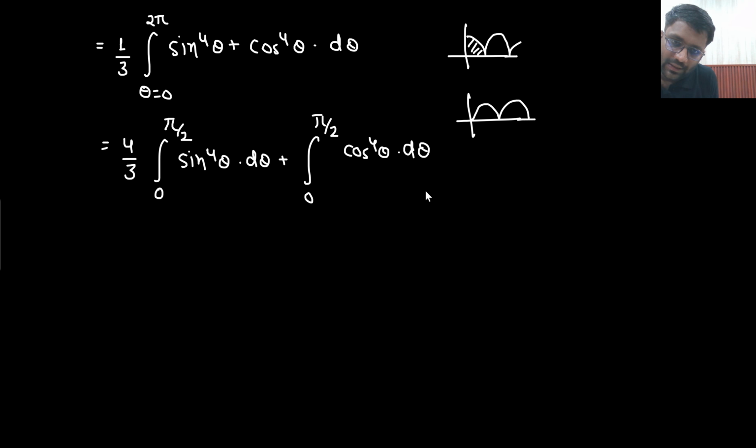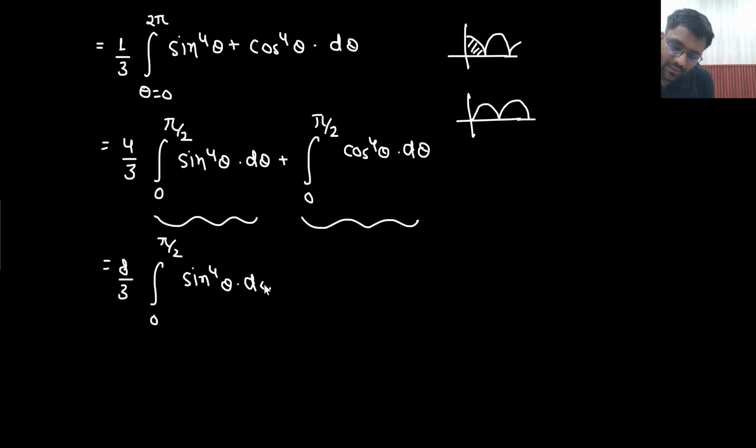Now, you also know that whatever result this will give, this will also give the same result only. So, both of them will give the same result. So, I can write it down as 8 by 3, 0 to pi by 2, sin to the power 4 theta d theta. Now, do you remember the formula for this? Sir, 8 by 3.